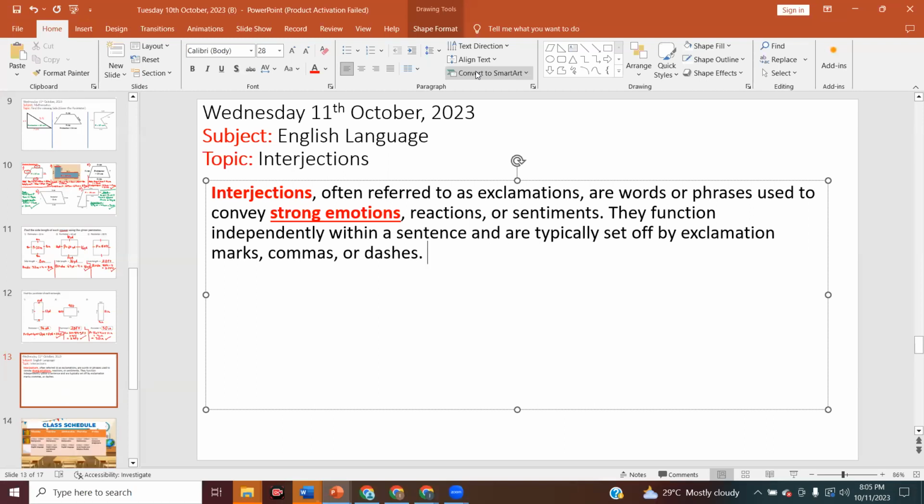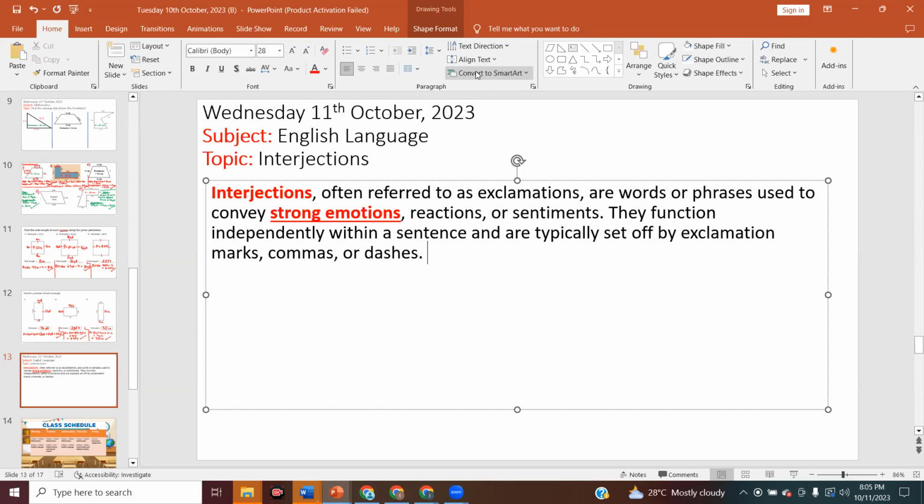But unlike the other parts of speech, they don't modify other words in a sentence. What we use them to do is express an immediate emotional response to a situation. Like, wow. Or if you're trying to convey any type of strong emotion, you use interjections. So we use them to convey an immediate emotional response to a situation.